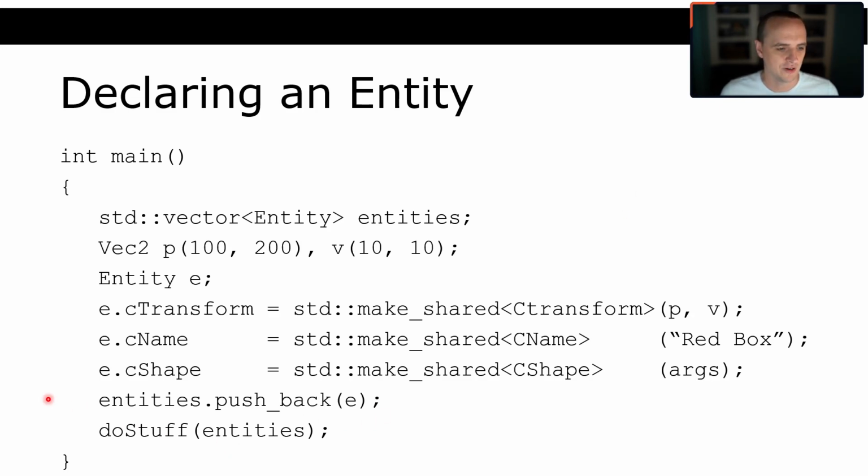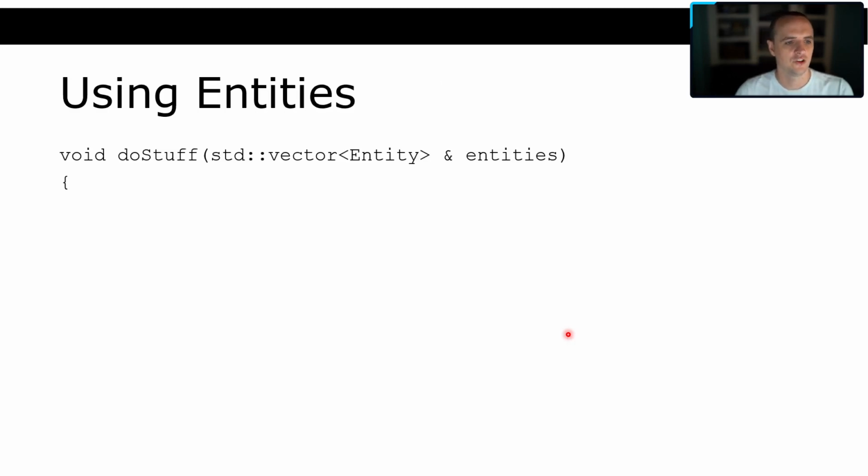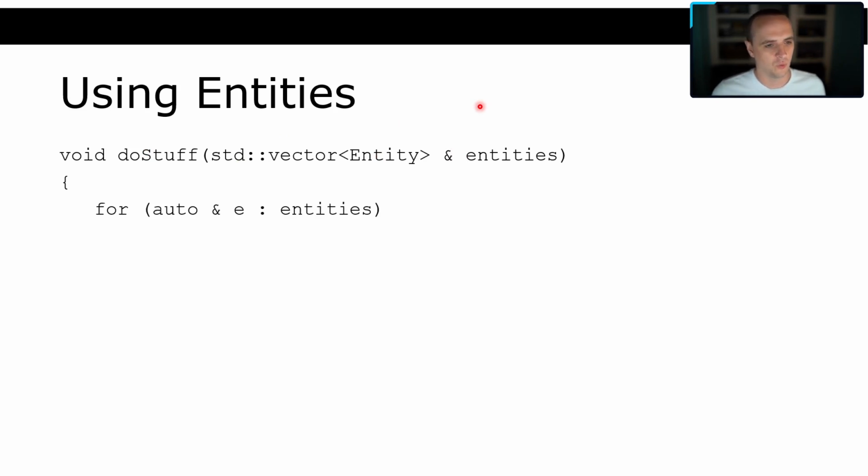Okay, so down here, let's say now we have a vector of entities. How about we do some things with the entities? Okay, so do stuff. We're going to take in a, remember, we don't want to copy our vector when we pass it into this function. We want to be able to modify the entities in this function, and so we pass in a reference to those entities. So the way in C++ that I can really easily iterate through the entities in this vector is to just do a range-based for loop.